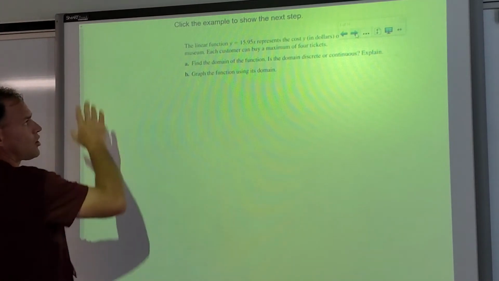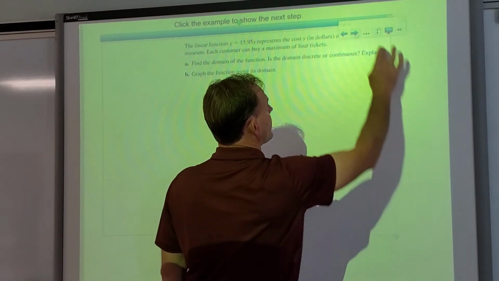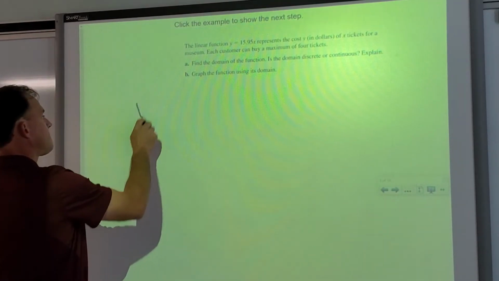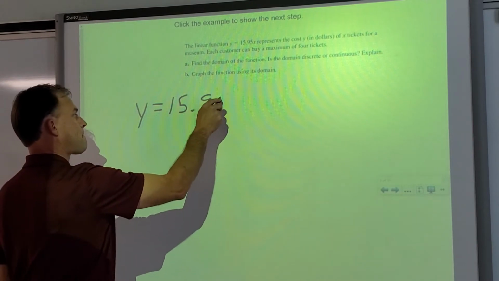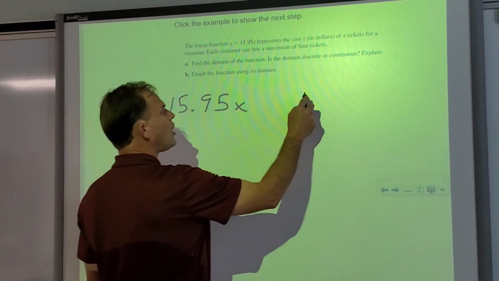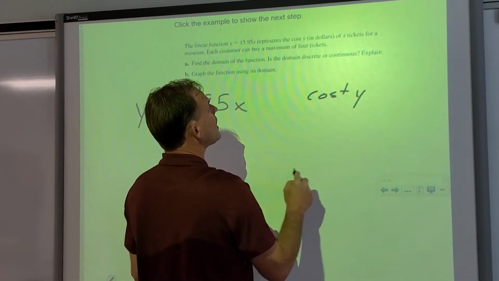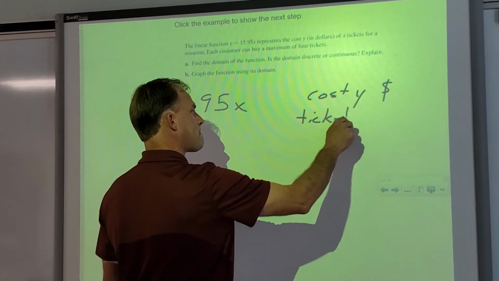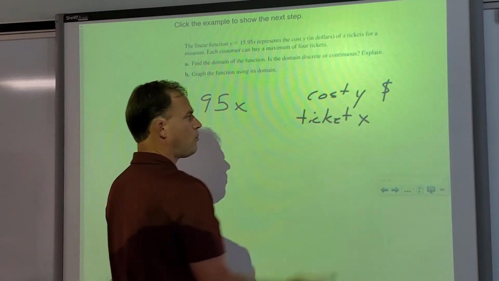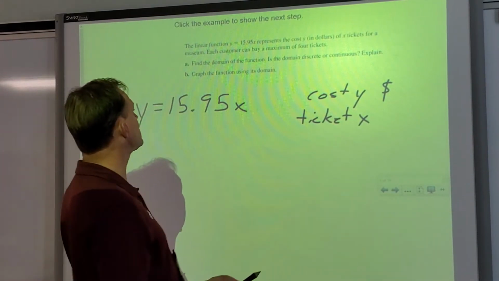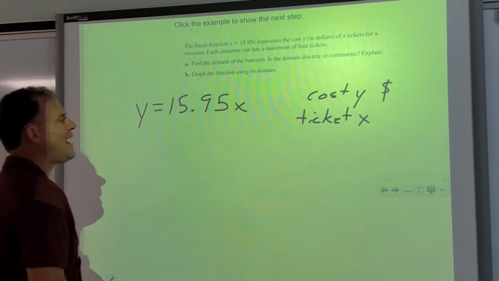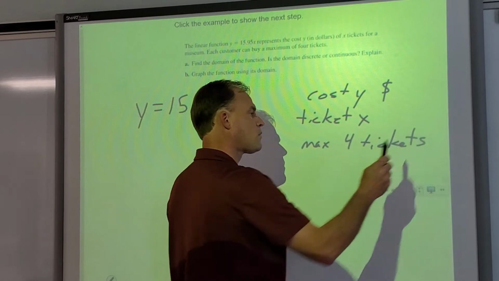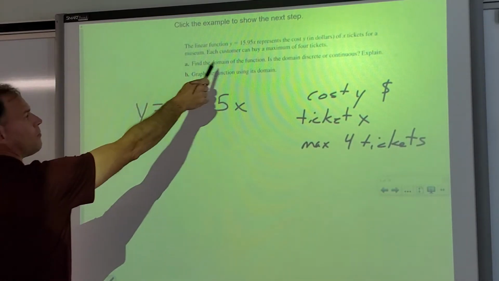So, it's a little hard to read, but I understand. I'm not going to rewrite the whole thing. But it says a linear function represents the cost in dollars of X tickets. So, Y is the cost, X is the tickets. For a museum, each customer can buy a maximum of 4 tickets. Find the domain of this function.